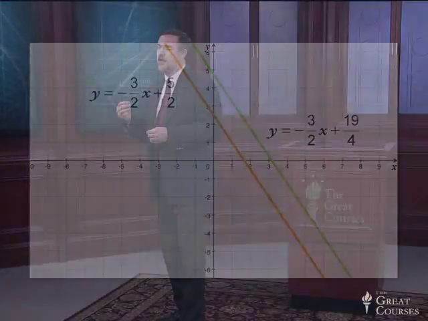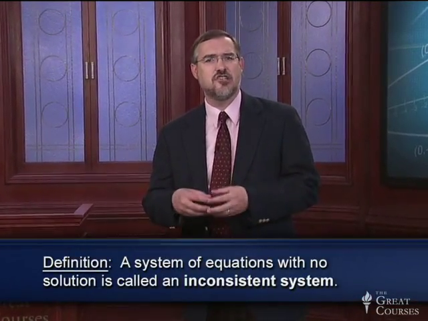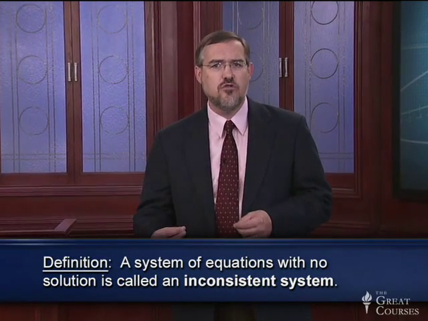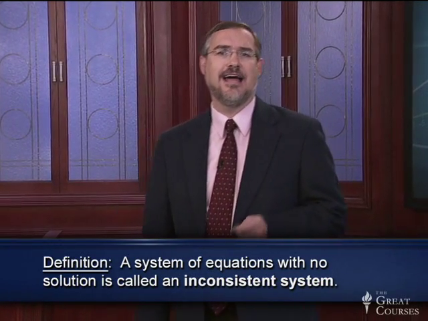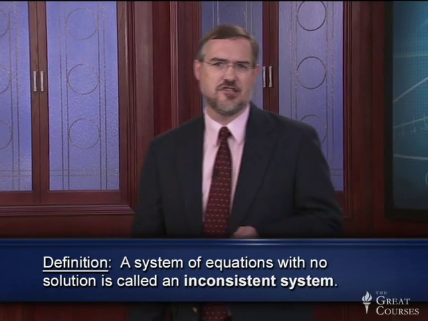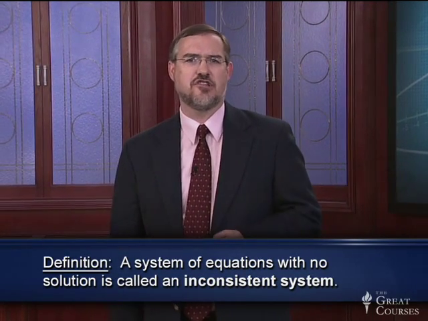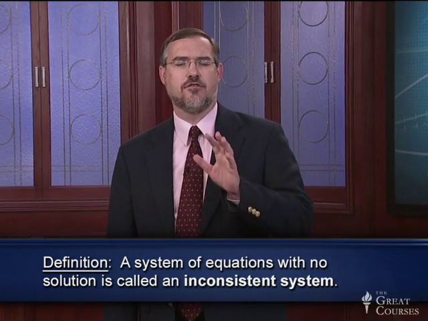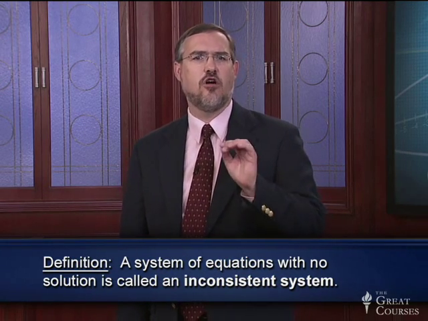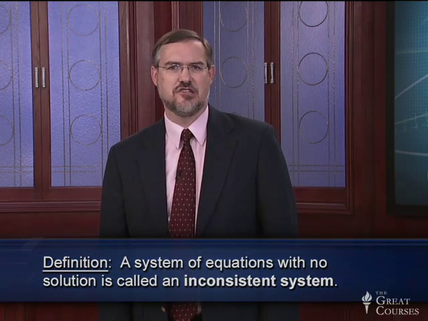Now, we should talk about a little bit of terminology here just to make sure we get this down. The example I just showed you had no solutions. That's the first example we've seen like that. And anytime you have a system of equations that has no solutions, we're going to call it an inconsistent system. So that's a second word or second phrase we need to remember. If a system has no solutions, we call it an inconsistent system.